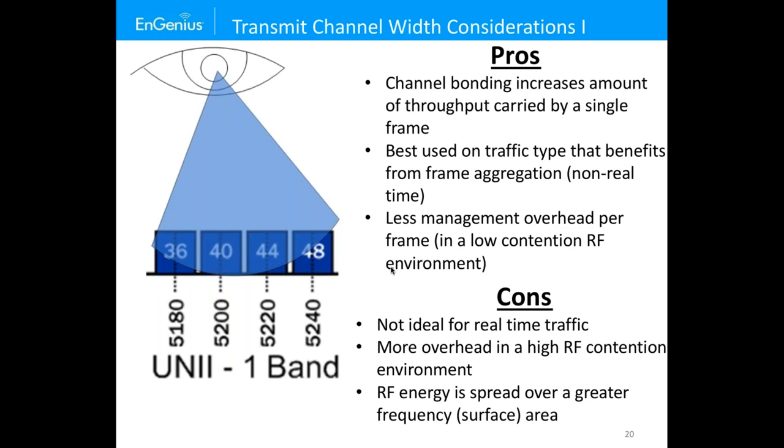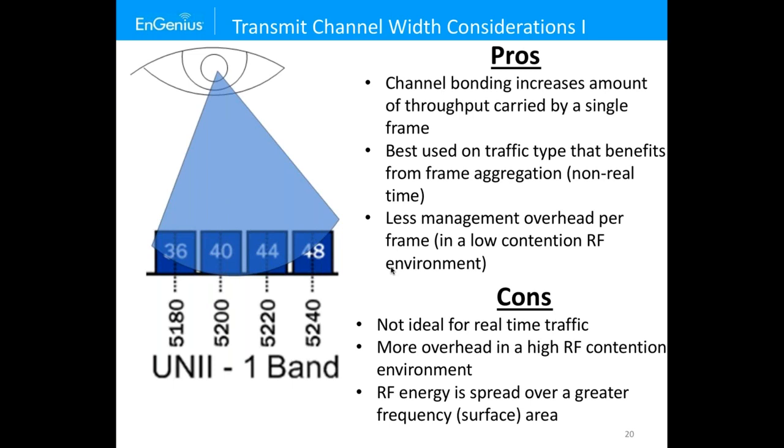If I send multiple frames at a time, I only receive one acknowledgement for multiple frames, as opposed to having one acknowledgement per frame. So that benefits the efficiency of the medium as well in the low RF contention environment. The cons: it's not ideal for real-time traffic, we talked about that. There's more overhead in a high RF contention environment. I'll talk about that later.